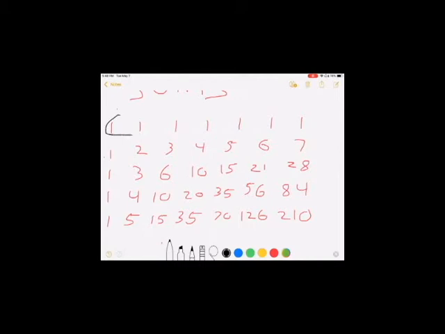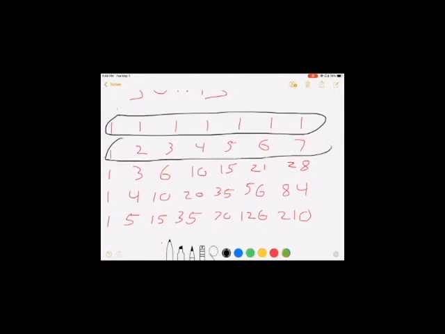So you see that the first row of the rectangle is the same as the first diagonal of the triangle. It's all the ones. The second row is the same as the second diagonal of the triangle. It's all the counting numbers. Third row is the same as the third diagonal of the triangle. It is all the triangular numbers.